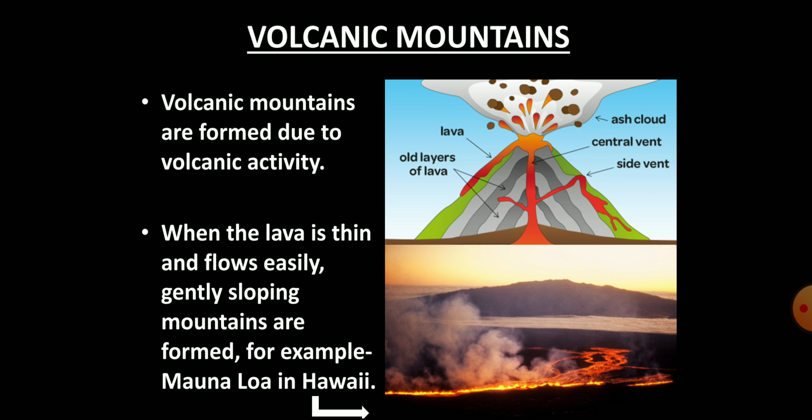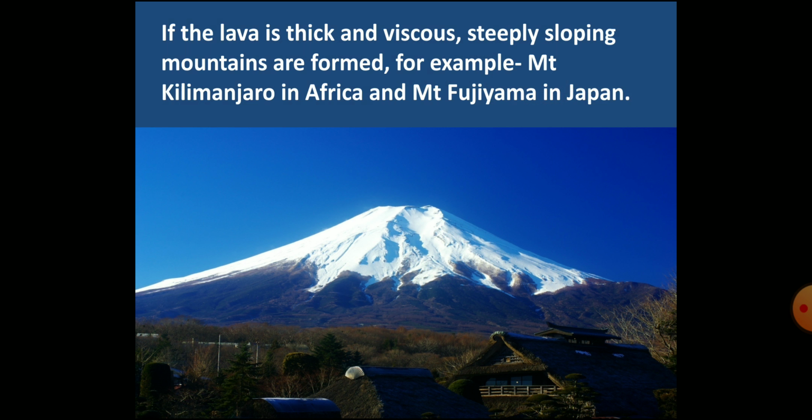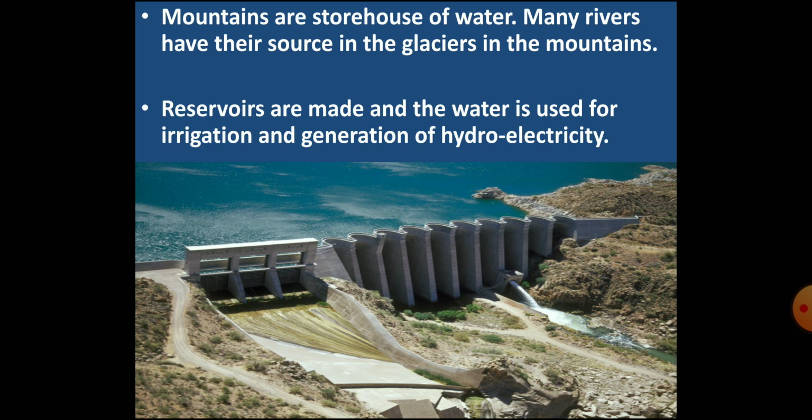If the magma is thin and flows easily, gently sloping mountains are formed. For example, Mauna Loa in Hawaii. And if the lava is thick and sticky, the mountains formed are cone shaped with steeply sloping sides. For example, Mount Kilimanjaro in Africa and Mount Fujiyama in Japan. So children, this was about the types of mountains.